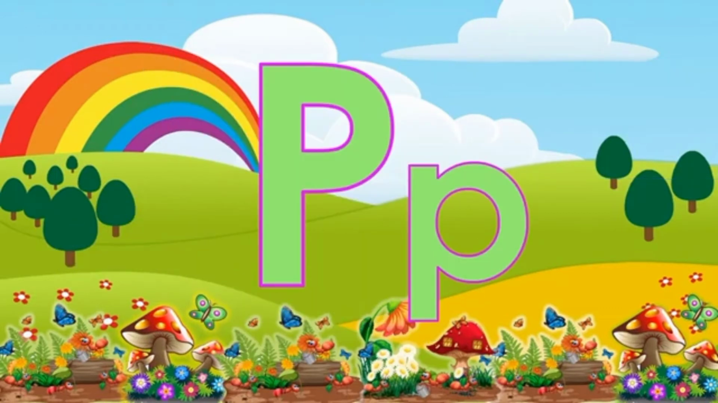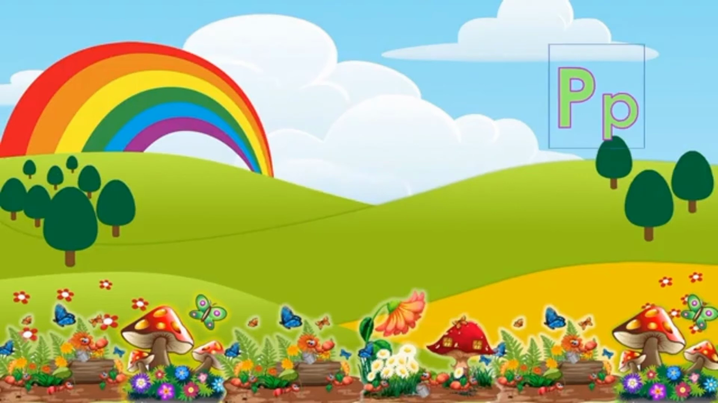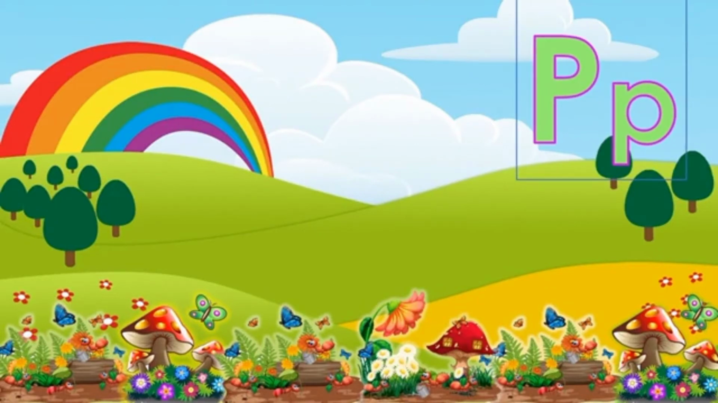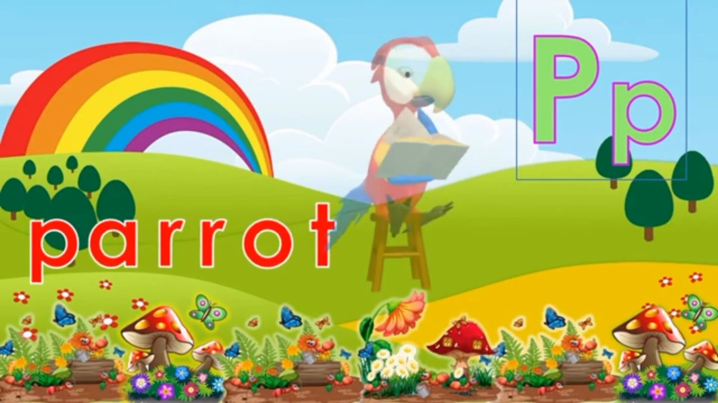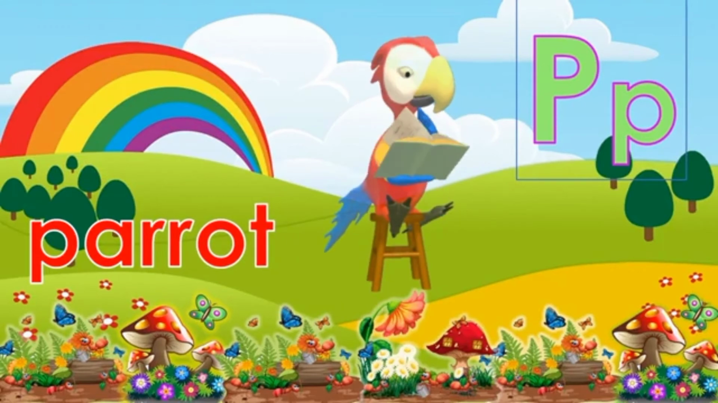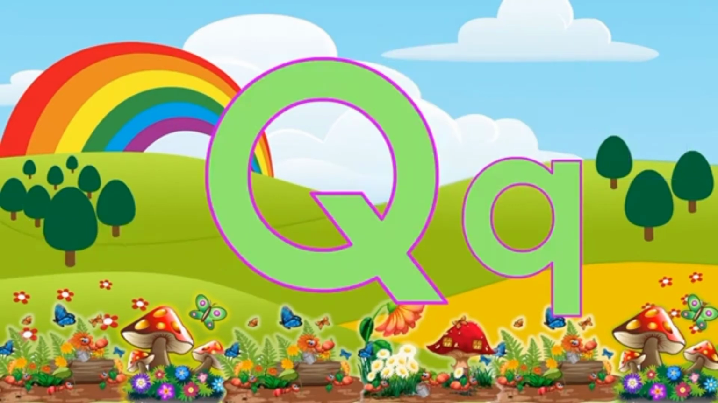Next letter is P. P. Pa, pa, pa. That's right. P is for parrot. P. Parrot. P. Parrot. P. Parrot. Nice job.